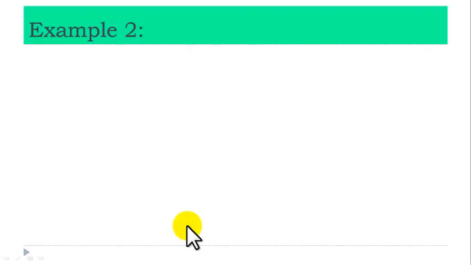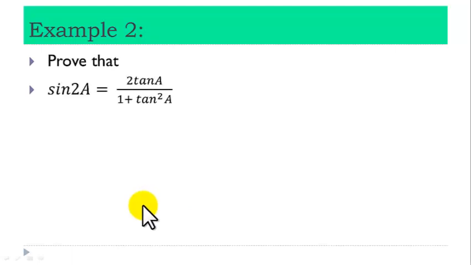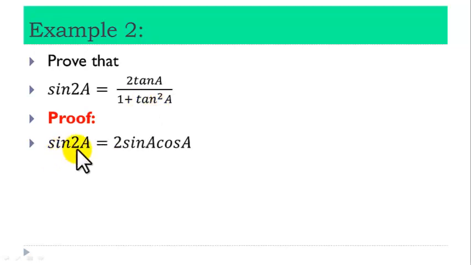Example 2. Prove that sin 2A is equal to 2 tan A all over 1 plus tan squared A. Proof. We recall that sin 2A is equal to 2 sin A cos A. Let us write this as 2 sin A cos A all over 1.